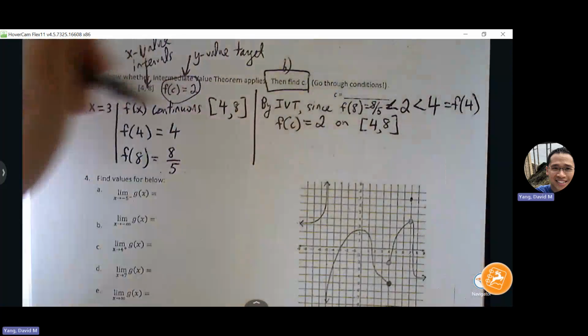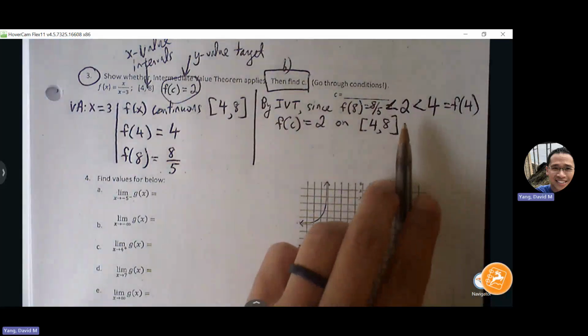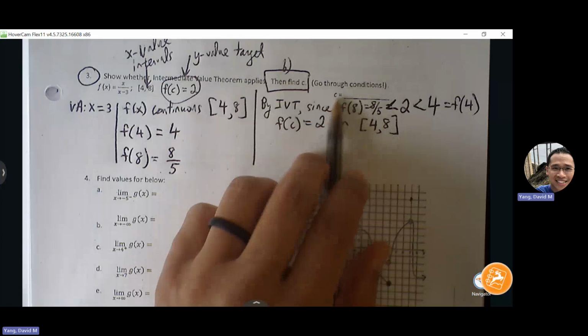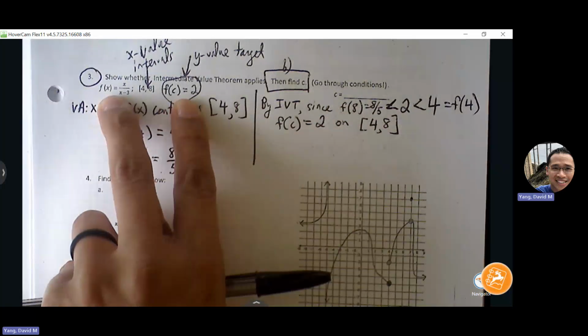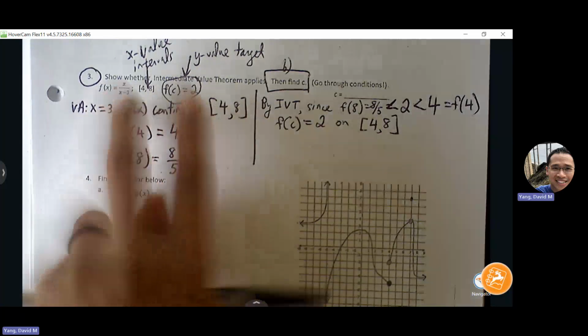So now how do I find C? How do I find, now that I know that there is a physical location where the graph is going to hit a Y value of 2, how can I find that C value? Basically, how can I find that X value where this graph occurs? Good. So you're just basically taking your Y value, inserting it, and finding your X.